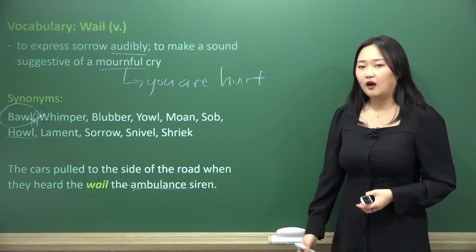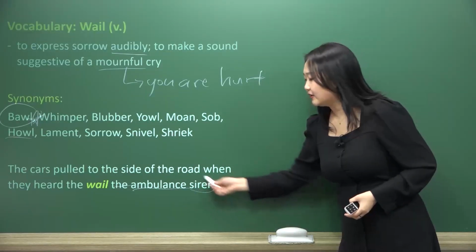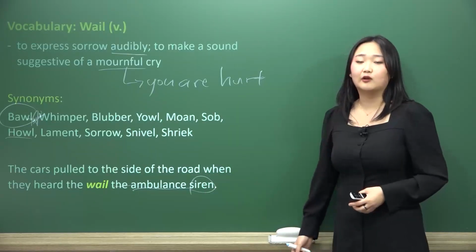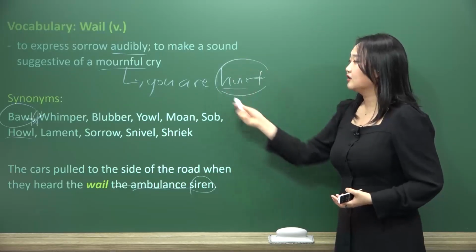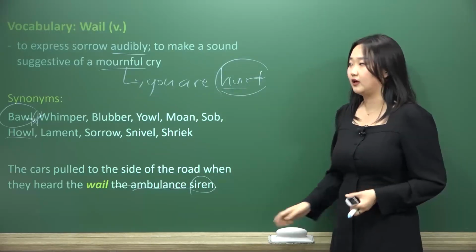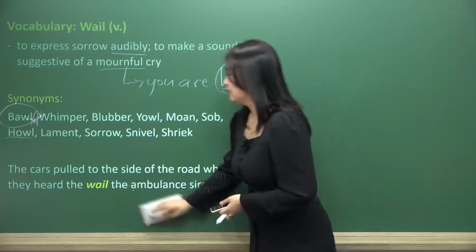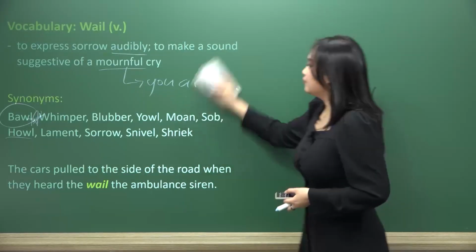People can wail, not animals, nothing else. But we have a siren, we have an ambulance siren that mimics the sound of sorrowful cries, and it lets us know that somebody is hurt. And that's why that's really important for us to keep in mind when we use the word wail. Let's look at a few more sentences.